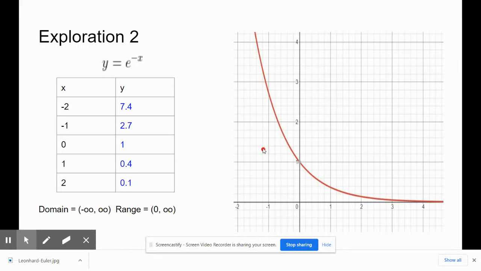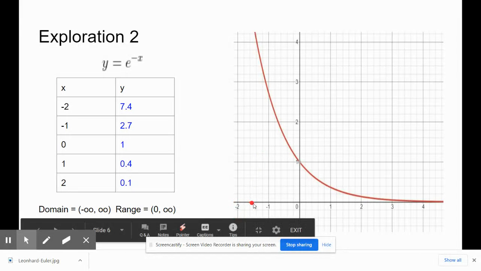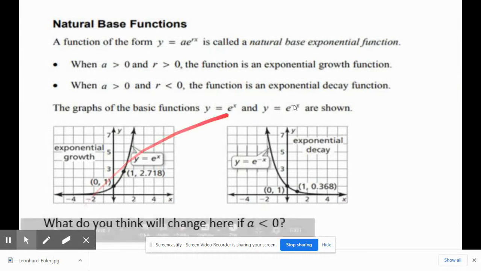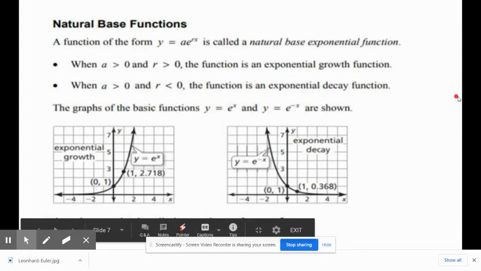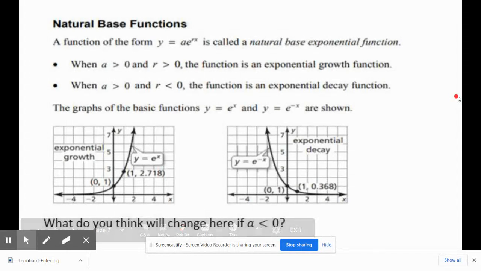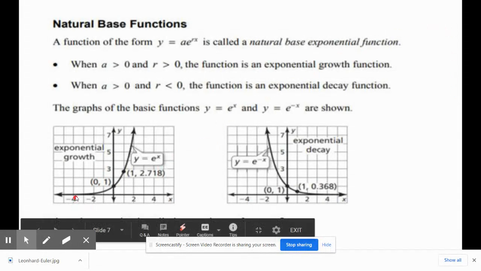And again, that line y equals 0, or the x-axis, is an asymptote that the graph approaches. All right, so let's summarize what we just talked about. This is down at the bottom of page 10, and it's also on the top of page 11. It says natural base functions: a function of the form y equals a times e to the rx is called a natural base exponential function. When a is greater than 0 and r is greater than 0, then the function is going to be exponential growth.